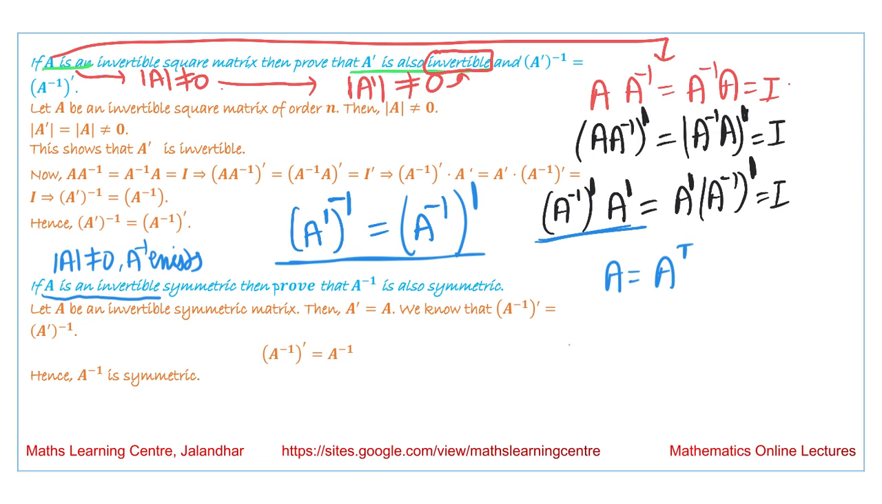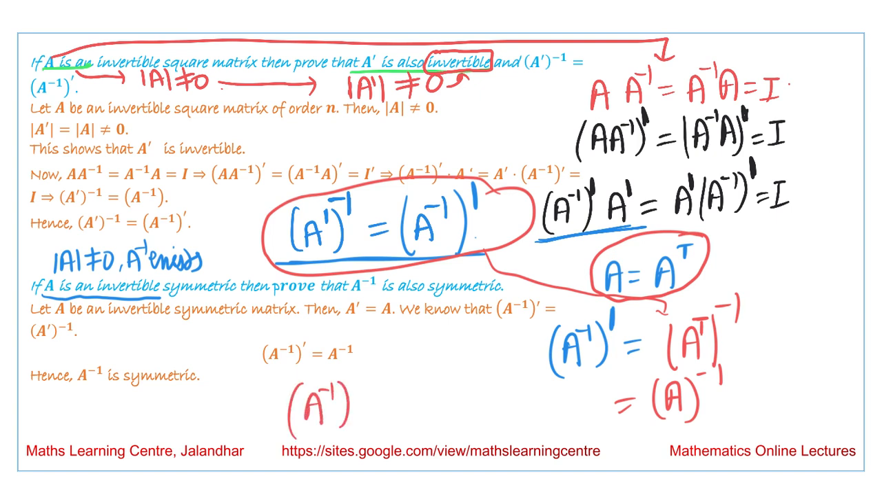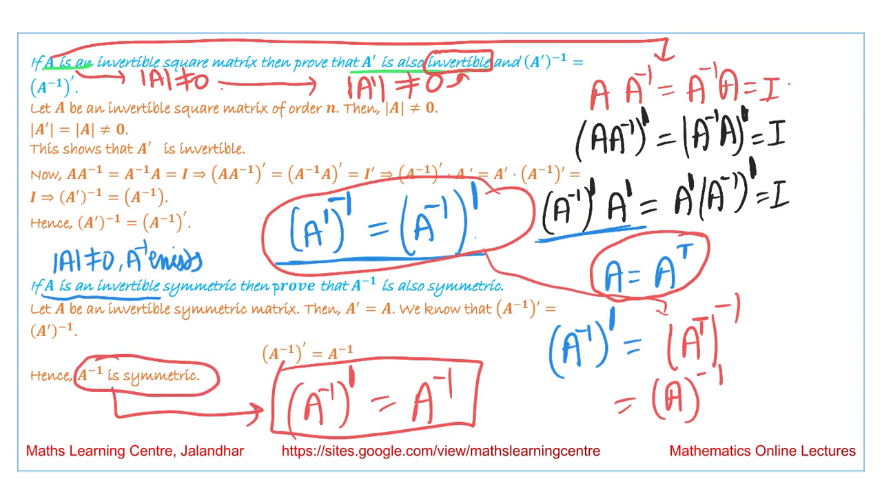So to prove A inverse is symmetric, we are writing A inverse transpose. And we know that this is equal to, from our previous result, A transpose inverse. Now it is given that it is symmetric. It means A transpose is equal to A. So we are writing it is equal to A inverse. So what we are getting over here is that A inverse transpose is equal to A inverse. It means A inverse is also symmetric.